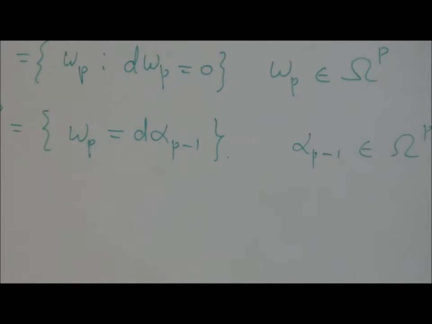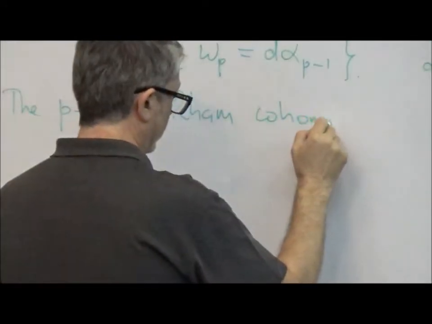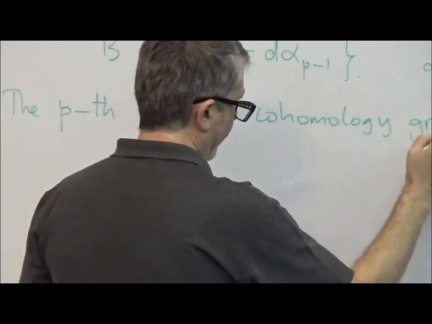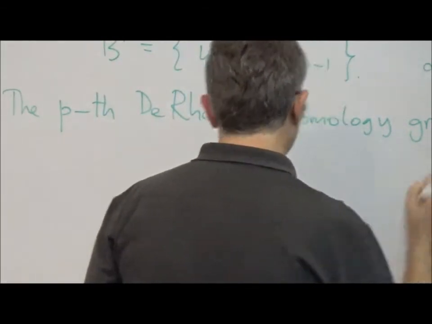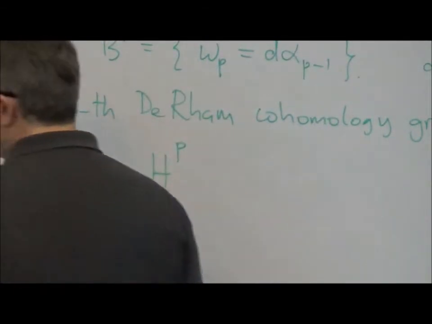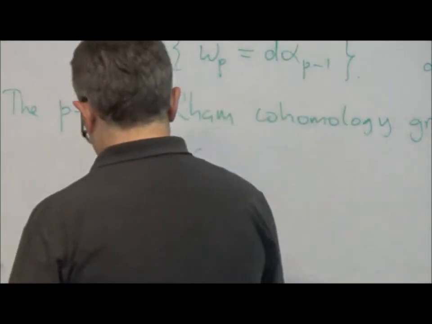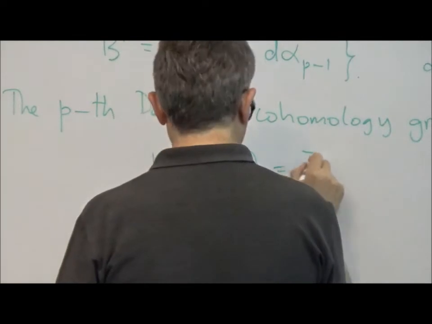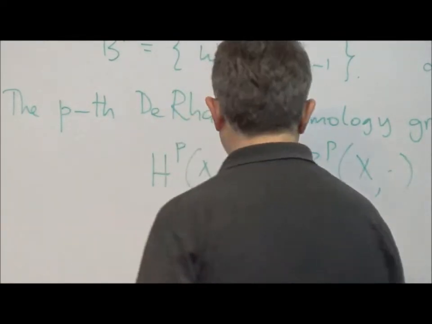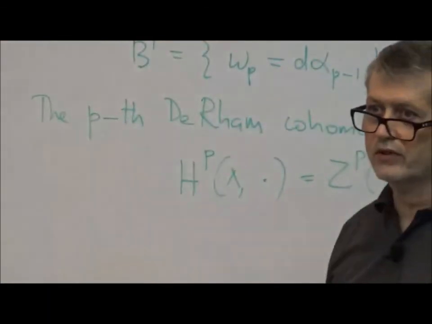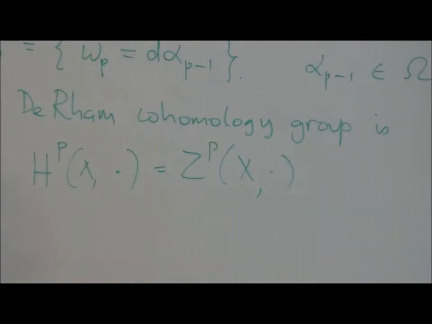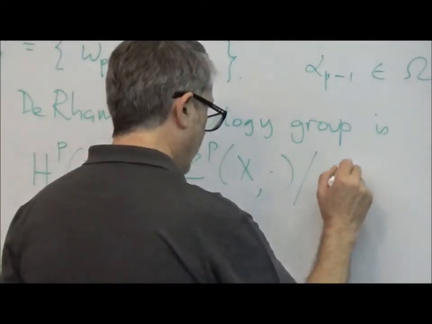Then the pth de Rham cohomology group is defined by p upstairs. Remember, cohomology, everything's up. It is equal to Z^p(X) over B^p(X). Now, this could be with C, so we would actually allow for addition of forms under C, complex forms and so on, or other things. And it's a quotient.